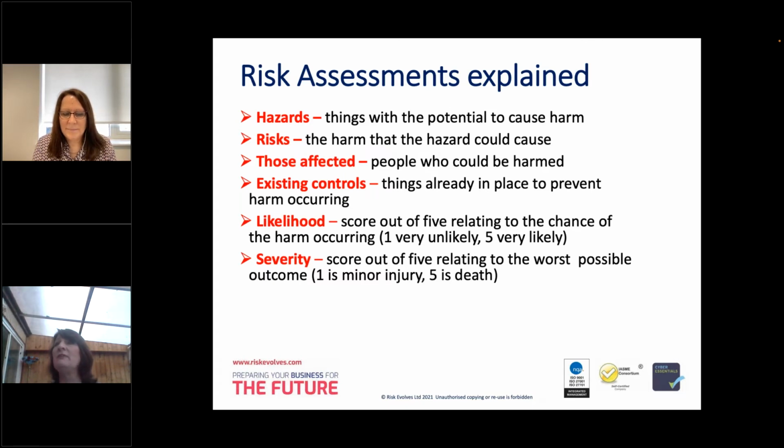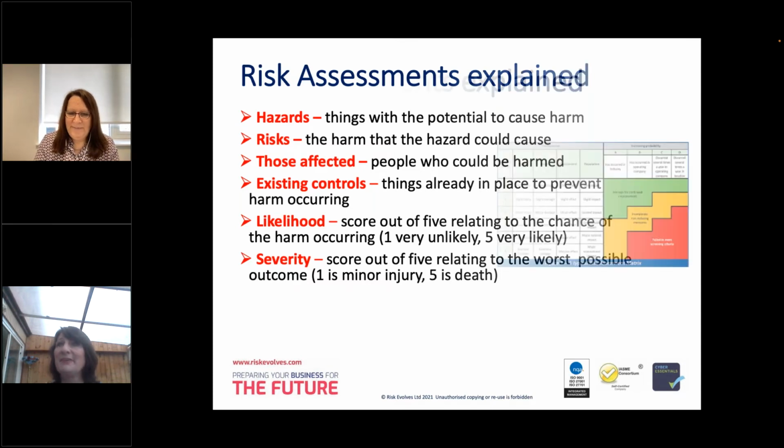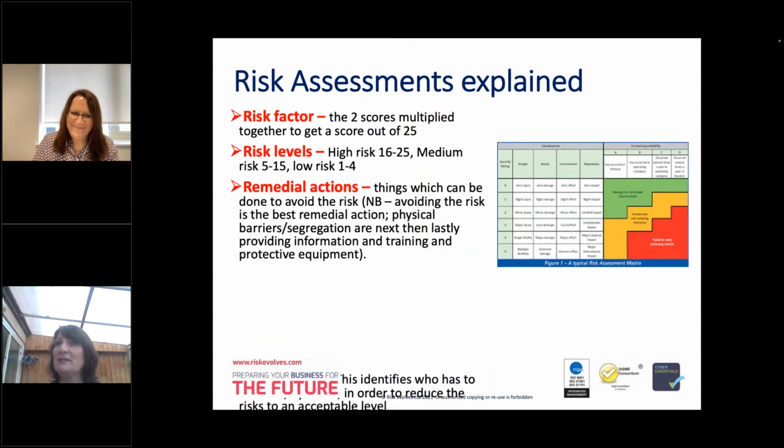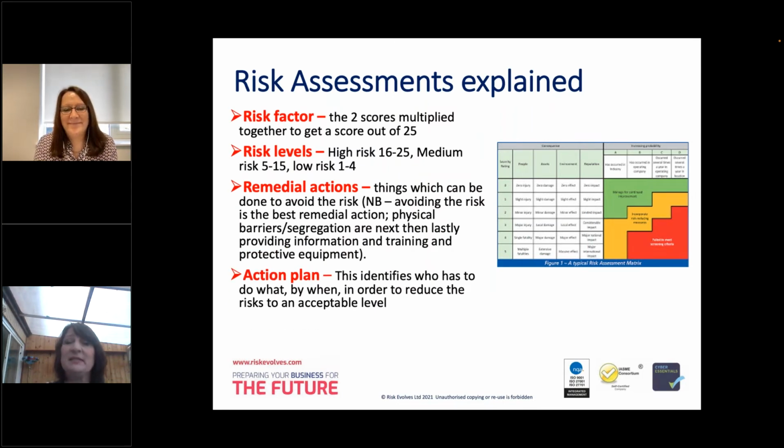And then we're looking at likelihood and severity. So out of 5, how likely is that to happen with the existing controls? And then we're moving on to severity, which I score out of 5, 1 to 5, with 1 being minor injury and 5 being death. So we multiply those two together, which gives us our risk factor for that particular hazard.